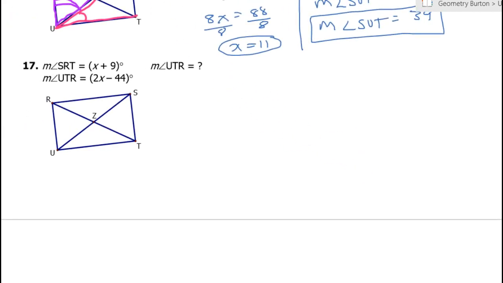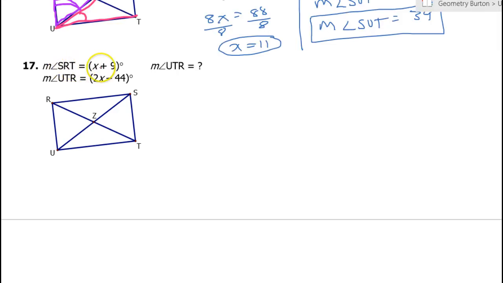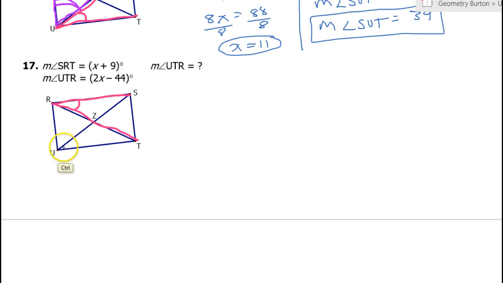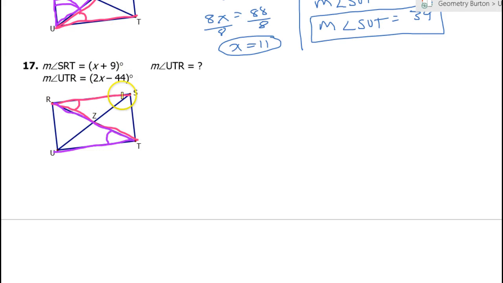All right, last one. Angle SRT is that angle right there, and we have an expression for that. How about angle UTR? Angle UTR is this angle right here. So how are these related to each other? These are alternate interior angles. Do you see the Z that's formed? Well, it's kind of a backwards Z.